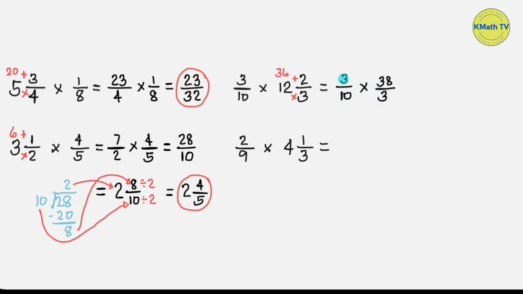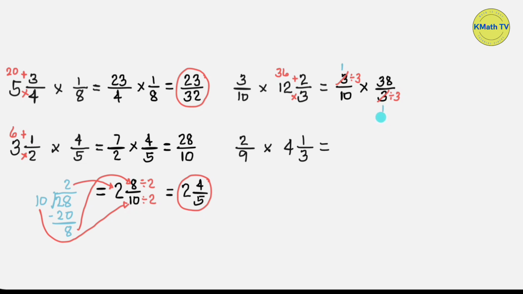Okay, we can use cross cancellation in this example. We can cancel the numerator 3 and the denominator 3. We will just divide them by 3. Cancel, cancel. 3 divided by 3 equals 1. 3 divided by 3 equals 1.